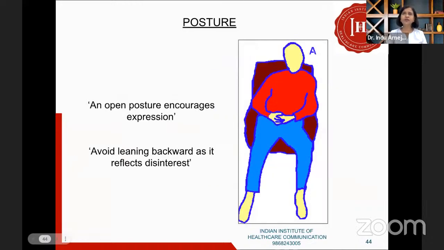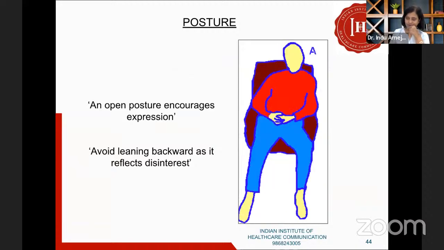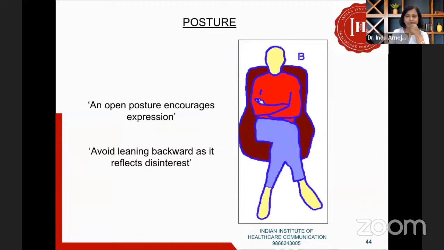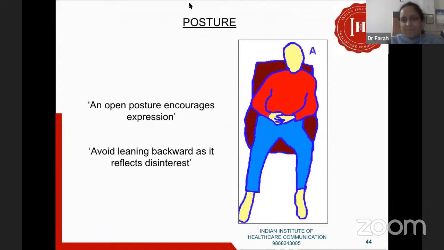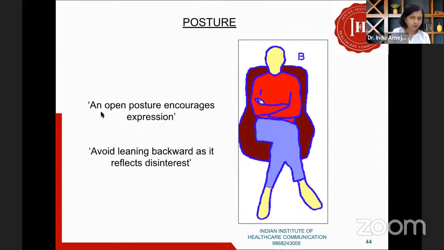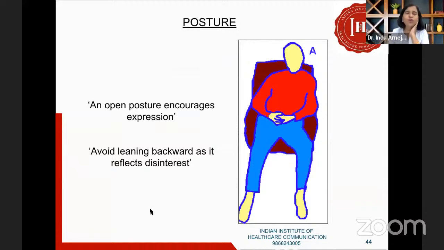Posture. Here two postures are visible, A and B. Which one is okay? Yes, if it's okay, even if it's wrong, so what? We are not conducting a test. B is okay? Okay, most of the people have written B. Two people have written B. Actually, both are okay. I would say none.